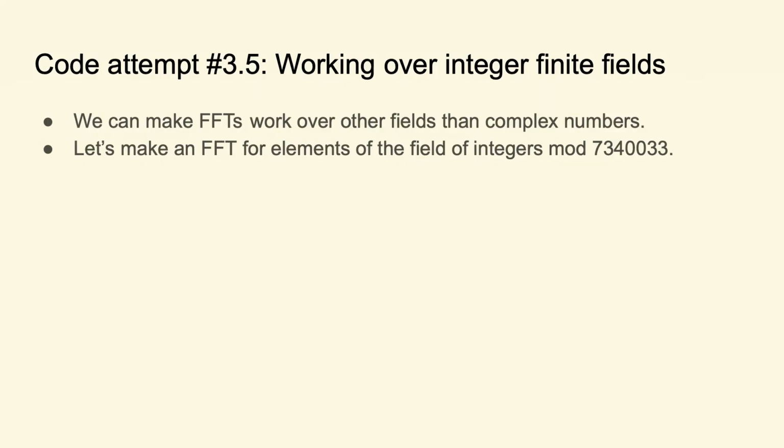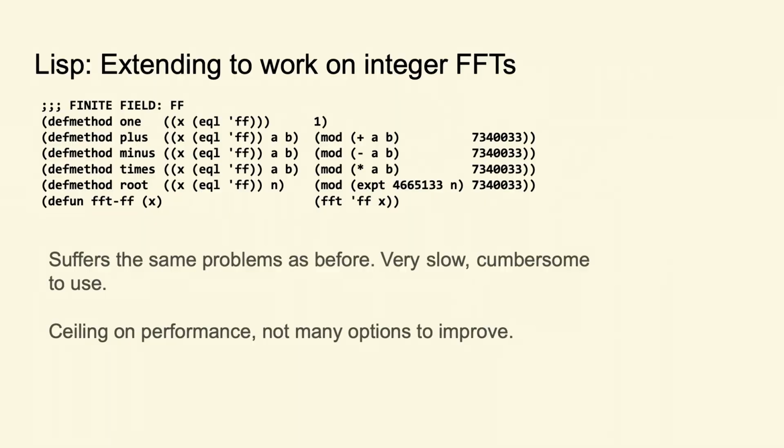Well, what's another number type that does this? Finite fields. You can take integers modulo a prime, and there will always be a number in that set of integers such that when you exponentiate it, you'll get back to 1. And there are primitive roots. So we can make Fourier transforms out of finite field elements, which are integers. In this case, we're going to do this mod, what is it, 7 million? 7,340,033. So integers mod 7 million and change, we're going to make a Fourier transform out of.